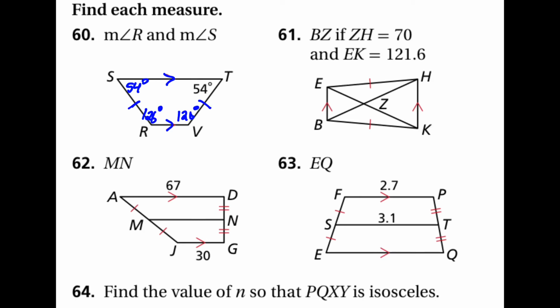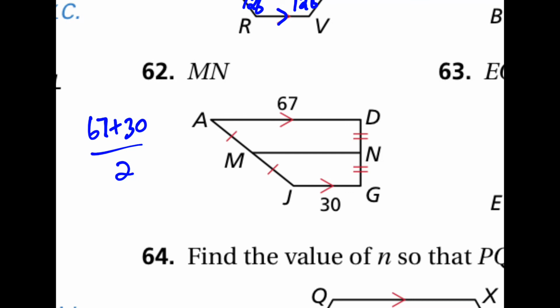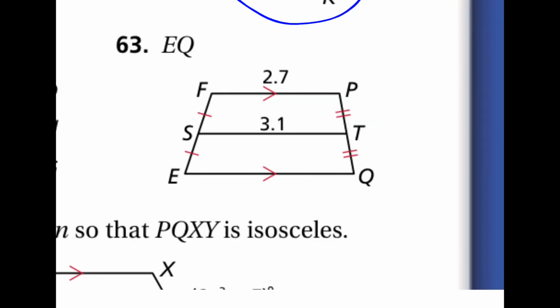So to figure out 61, we know that an entire diagonal has a length of 121.6, and part of a diagonal is 70, so we subtract to figure out the missing part. And it turns out is 51.6. That goes right here. To figure out 62, we add the length of the two bases and we average them, and we get 48.5. 63, they tell us the mid-segment and the top base, and we have to calculate the bottom base. Since we are adding 0.4, I could add 0.4 again and figure out that it's 3.5.